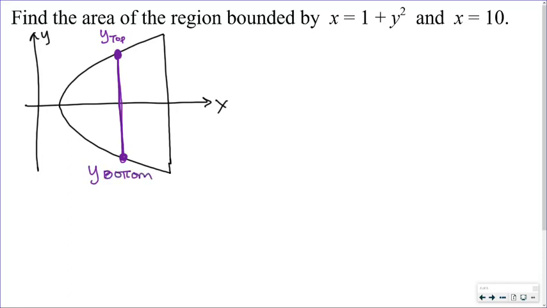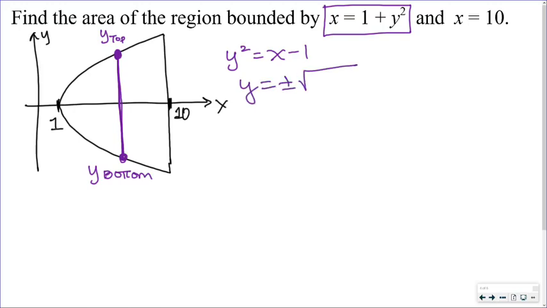Well, now let me put my limits here. X is going from 1 to 10 here. Oops, to 10. And I need to know what function is on top and what function is on the bottom. So when I solve for y in the equation for the sideways parabola, I get y squared is x minus 1, or y is plus or minus the square root of x minus 1. It's important to recognize that there is a plus and a minus.